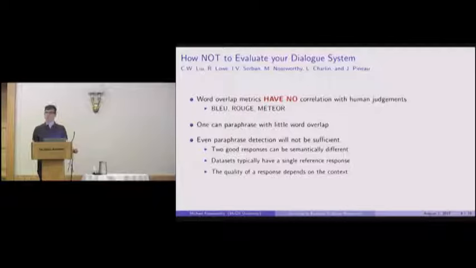So when we design our model for dialogue response evaluation, these are some of the observations that we're going to take into account.